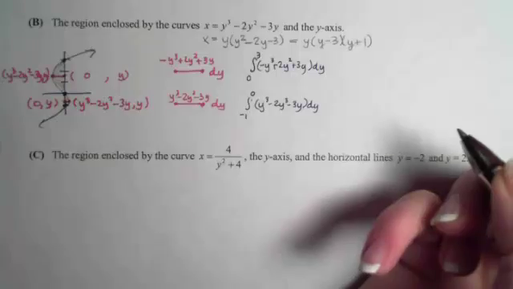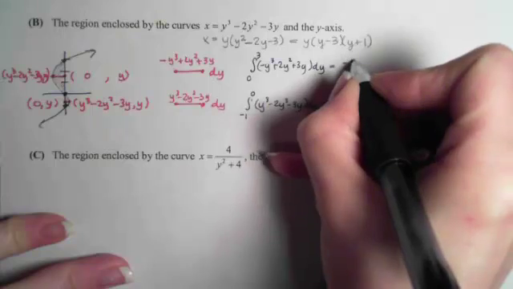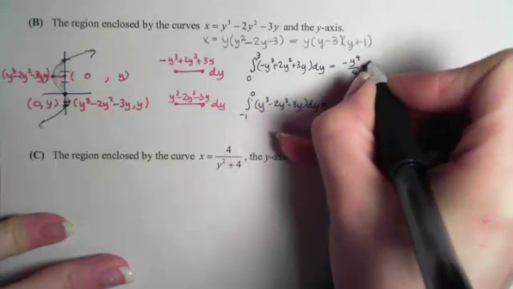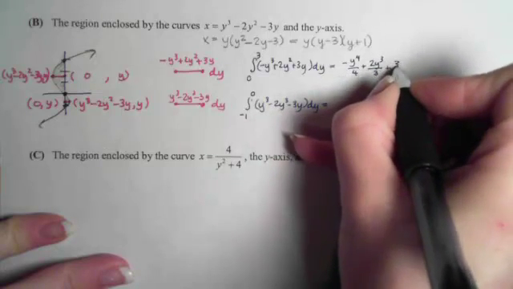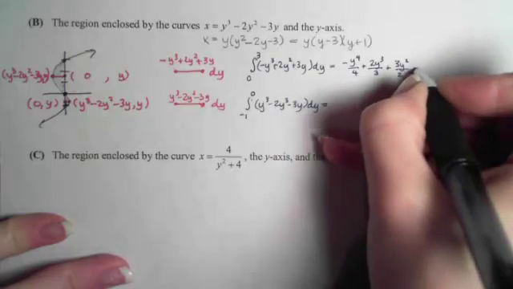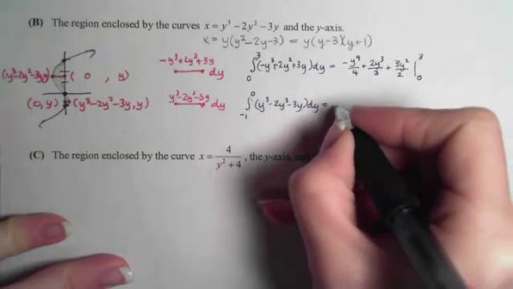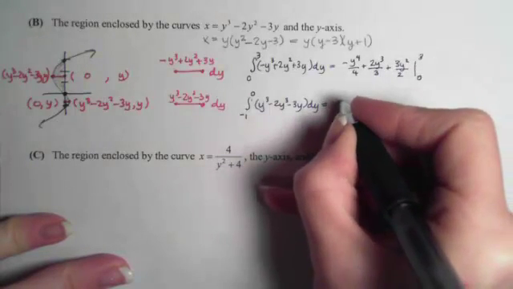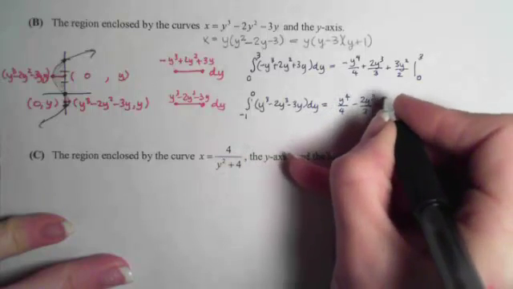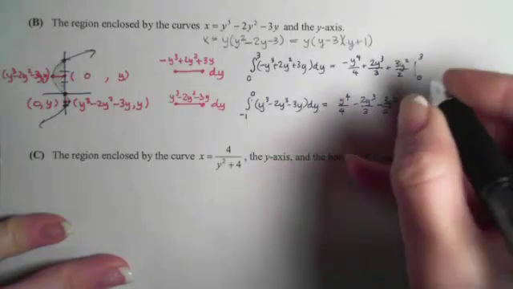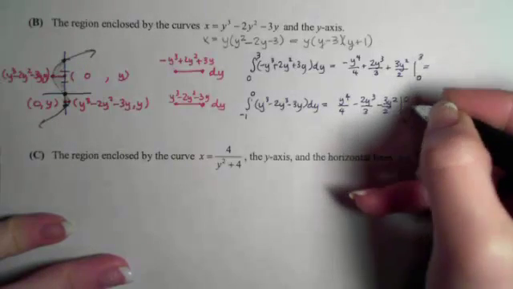So I'm going to add these two areas. So both of them I'll need to get the antiderivatives. So that's negative y to the 4th over 4 plus 2y cubed over 3 plus 3y squared over 2 from 0 to 3. And same thing here, I'll have y to the 4th over 4 minus 2y cubed over 3 minus 3y squared over 2. And this one goes from -1 to 0. So the zeros aren't going to give me anything.